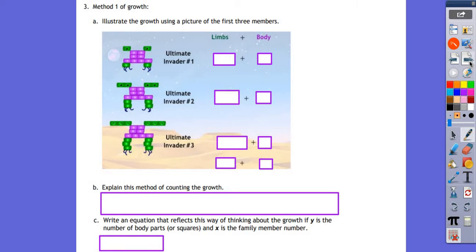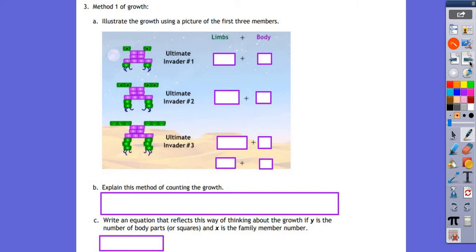All right, underneath your picture on 3A, kind of draw a table like mine. Write 1, 2, 3, then write limbs plus body, and we're going to fill in some information. And this is kind of a method that we looked at just a second ago. So this is going to probably make the most sense to most of us.